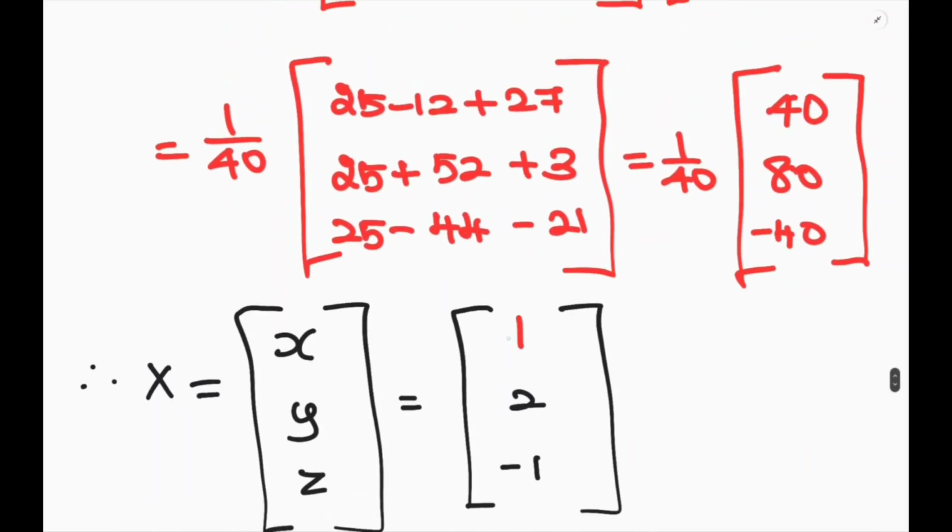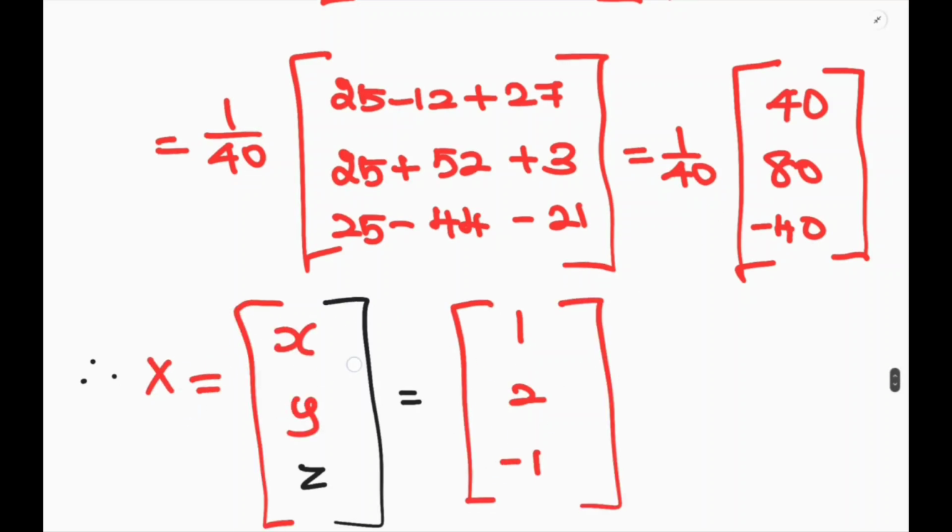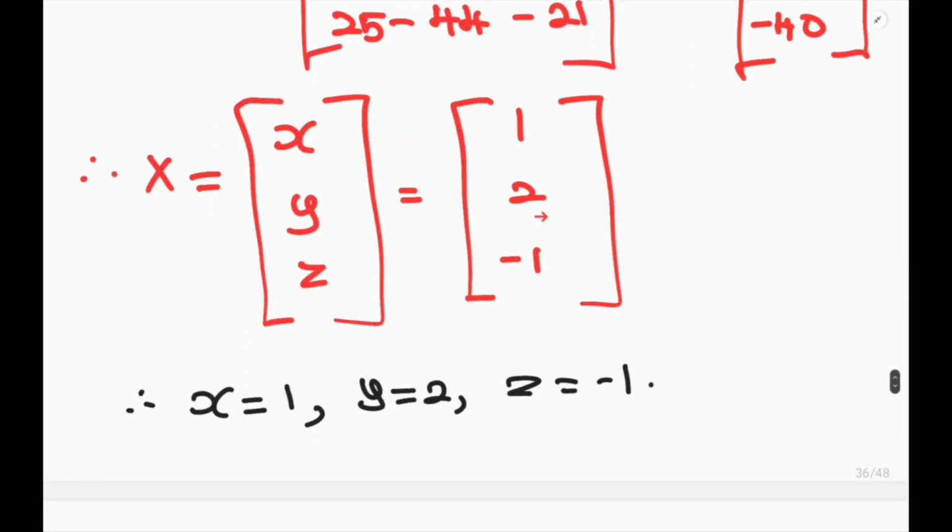Then multiply this 1 by 40 to the inside. You will get 40 by 40. It becomes 1. 80 by 40 it's 2. Minus 40 by 40 it is minus 1. So your X is nothing but X, Y, Z. This is your X matrix, so that your solution is 1, 2, minus 1. So that your X value is 1, Y value is 2, Z value is minus 1. So this is your solution for this matrix, right? So that's all for this question number 13.